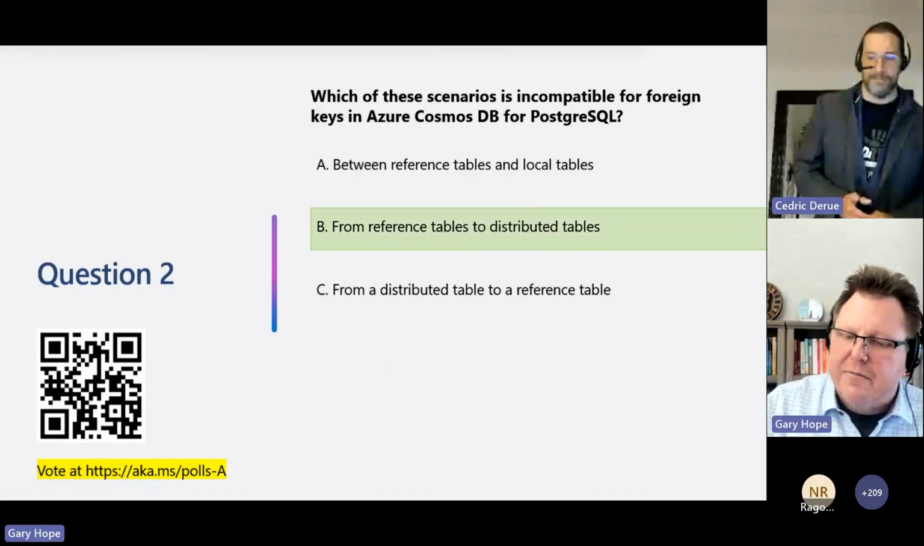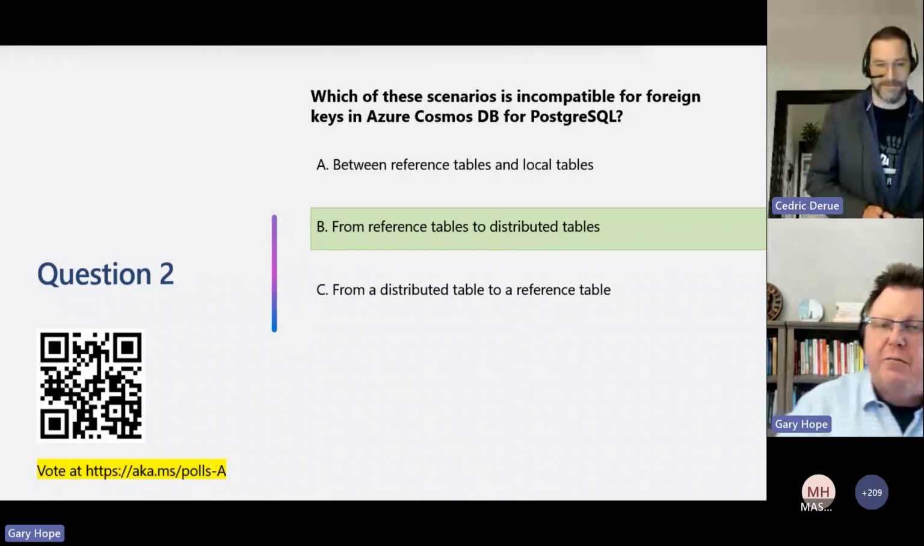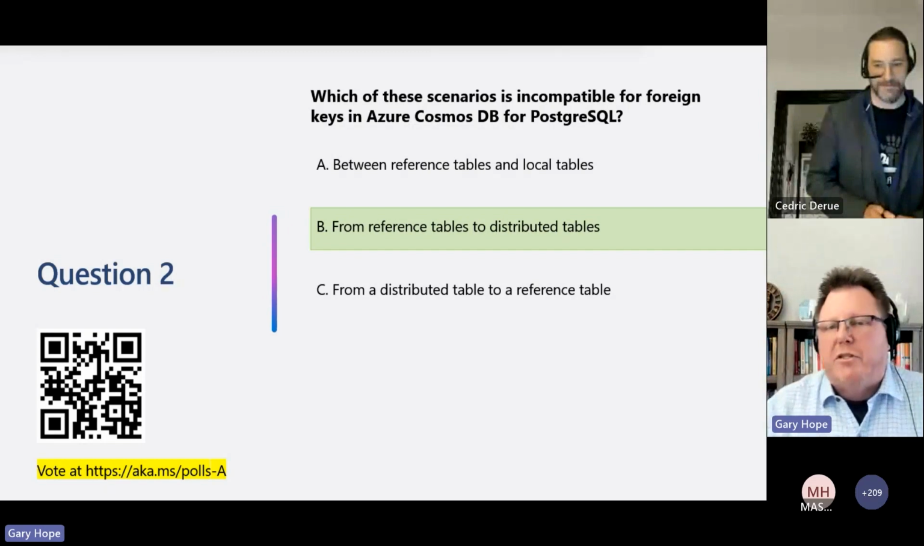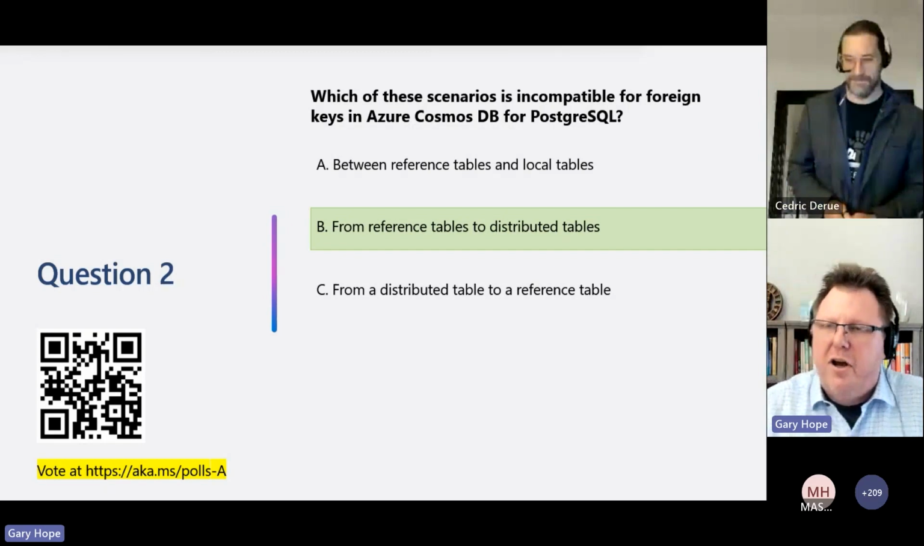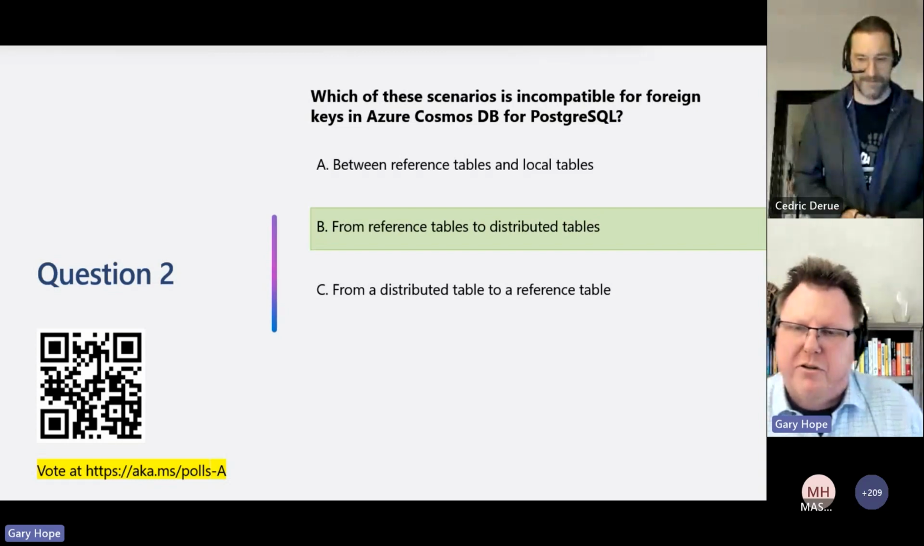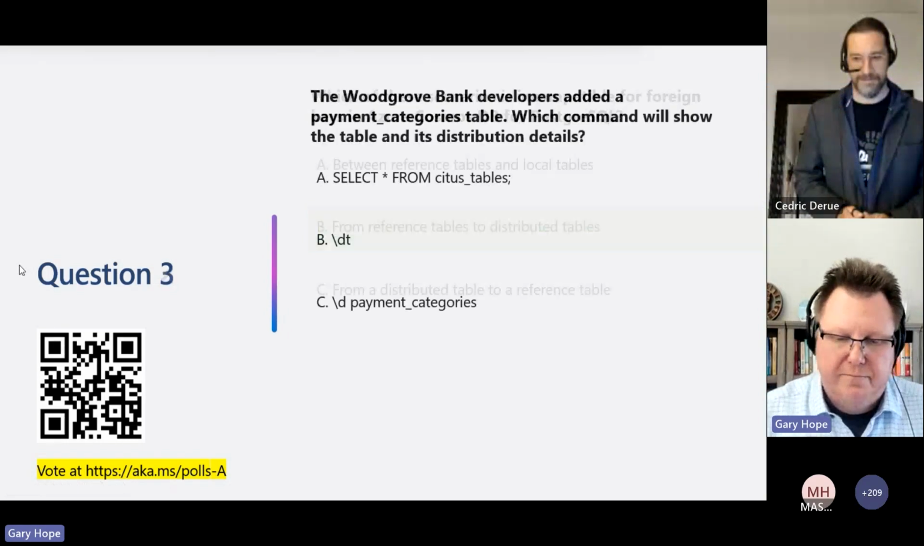The answer to that is from reference tables to distributed tables. Reference tables are available on all nodes, but the distributed tables that you would be wanting to draw a foreign key constraint on only have part of the data on any one of the nodes that you would have that table on. So it would be hard to enforce.